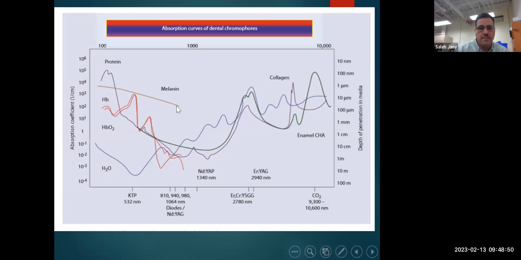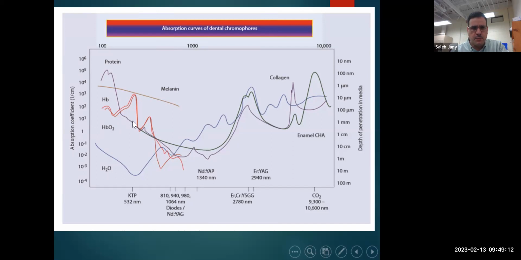And we can see there's melanin. Melanin will absorb Nd:YAG. So sometimes people complain that their gum is dark. We can treat them with Nd:YAG. Nd:YAG will be absorbed by melanin, so we can bleach the gum if it has a lot of melanin.